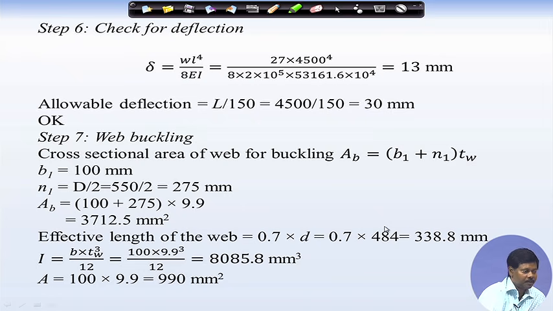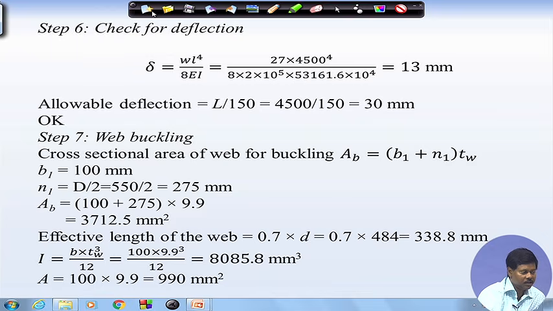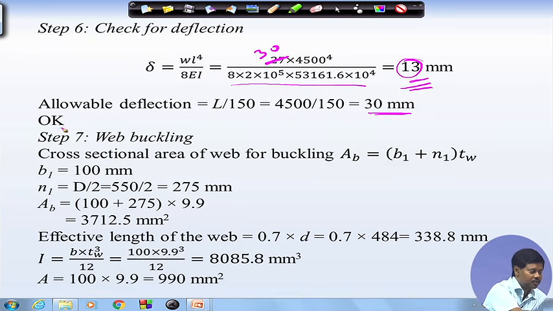Now, we will go for the check for deflection. For deflection we will find delta is equal to 5WL to the 4 by 384 EI, with W being 30 into 4500 to the 4 by 8 EI. Then we check its value, maybe around 14 mm, and the allowable deflection is coming 30 mm, which is much higher than this. So, from the deflection point of view, the chosen section is safe.